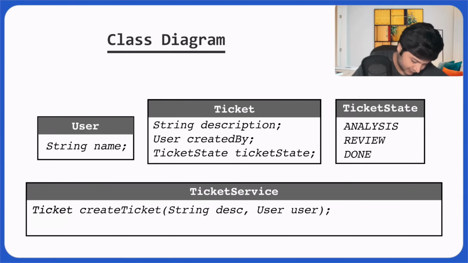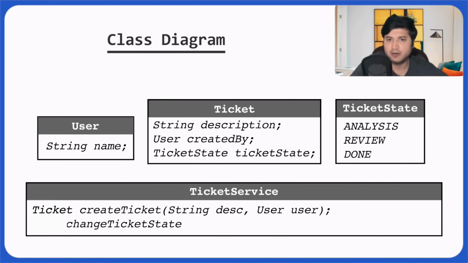So a user is able to transition a ticket. Of course, the transitioning of a ticket, this logic should also be handled by the ticket service only. So change ticket state can be the function name. And what will we get? Whose state will we have to change? Ticket, right? So we'll get a ticket.